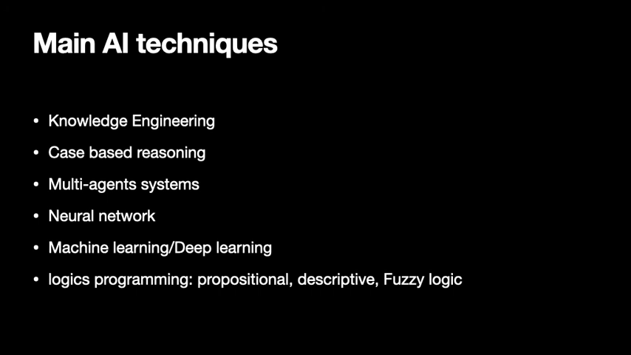And for all of these techniques, when we want to develop systems behind them, we have to use logics. Informatics is based on mathematics, so we use different types of logics. You have propositional logic, used in knowledge engineering and case-based engineering. You also have descriptive knowledge, used in multi-agent systems and neural networks. And at the end, you have fuzzy logic, used in neural networks, deep learning and machine learning.